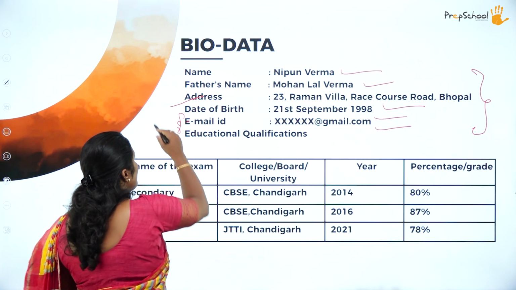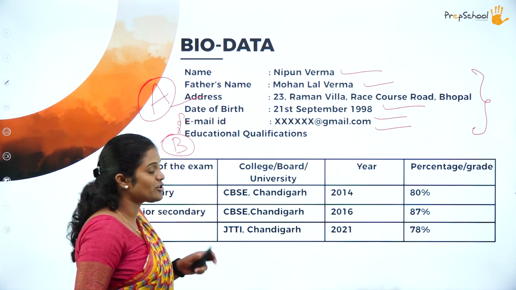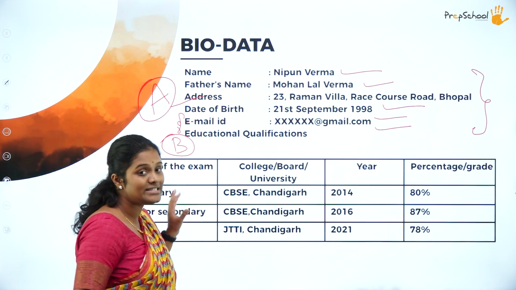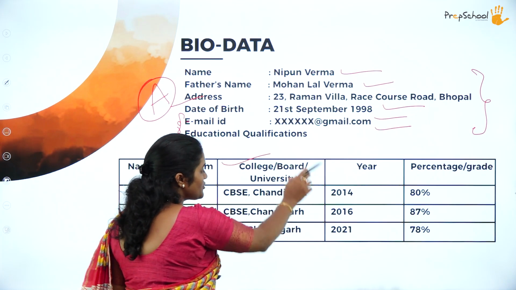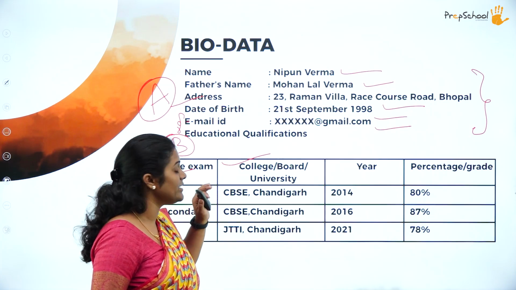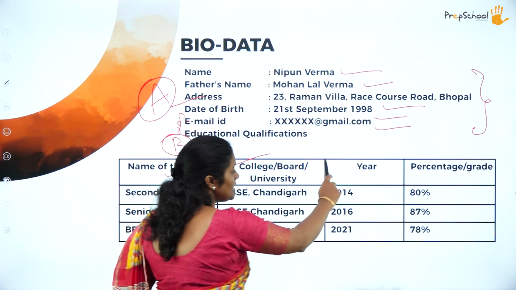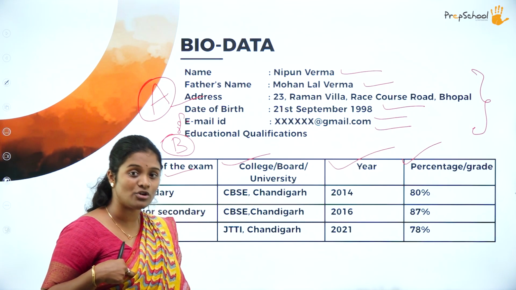Then comes what? This was your A, and B is your educational qualification. I told you there should be a table. Let's see what this table includes. It includes name of the exam, college, board or university. Name of the college you can write, board you can write, otherwise university you can mention. Year in which you passed out and what was the percentage or the grade that you secured.